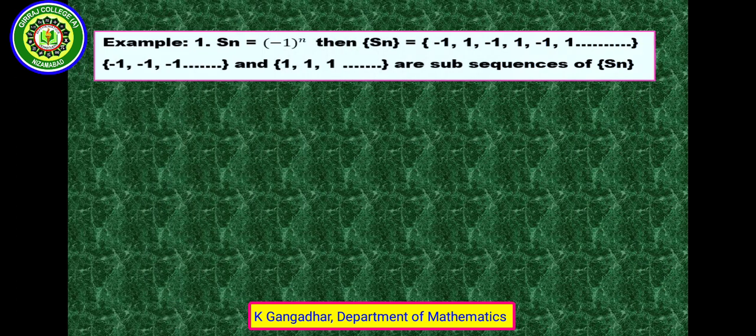Now one example. Sn equal to (-1)^n. Then the sequence is -1, 1, -1, 1, -1, 1, and so on. The terms are -1 and 1. We define two subsequences here: negative terms one subsequence and positive terms one subsequence. So -1, -1, -1 and 1, 1, 1. These two are subsequences of the given sequence.